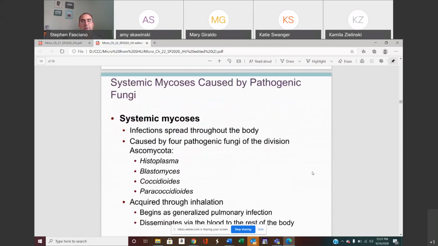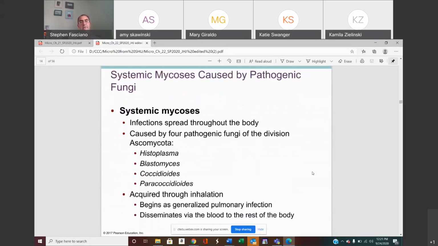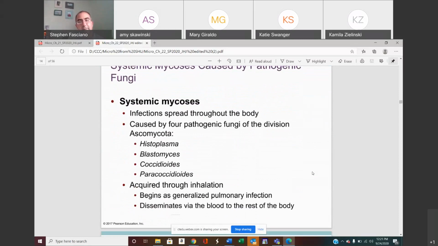So systemic mycoses caused by pathogenic fungi. What is a systemic mycoses? Who knows what a systemic infection is? Doesn't target just one part of your body like a foot fungus would. It circulates throughout your whole system. Good, excellent. So it doesn't just target one area of your body, it's spread throughout your whole body. It's systemic. It goes to all the systems of your body.